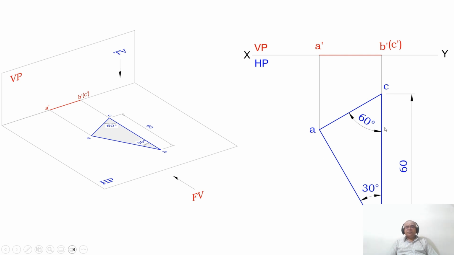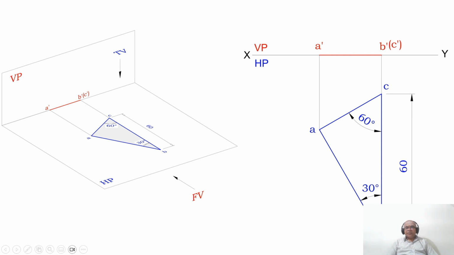So for that reason, first initially after marking XY and VP and HP, since HP is below the XY line, draw a perpendicular line to the XY line. Then consider any point and mark that point as B. By using the compass, taking 60 mm with B as center, cut an arc on this vertical line. Mark this point as C.